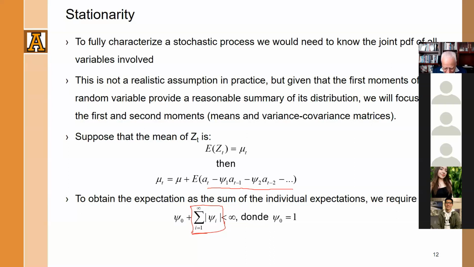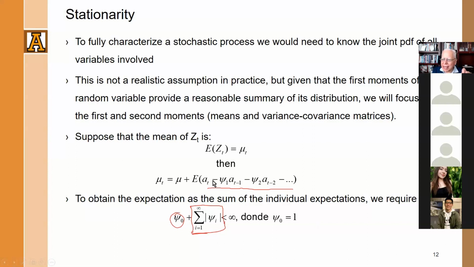Psi_0 is 1. We put it at psi_0 so that we can generalize the equation, instead of going from i equal to 1 to infinity, to go from i equal to 0 to infinity. We make the assumption that psi_0 is equal to 1. So we need this condition on the psi weights so that we can compute this expectation as the sum of all the expectations of the different terms. And then it becomes very easy.